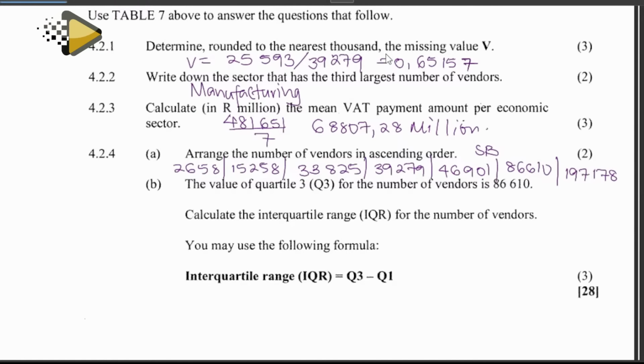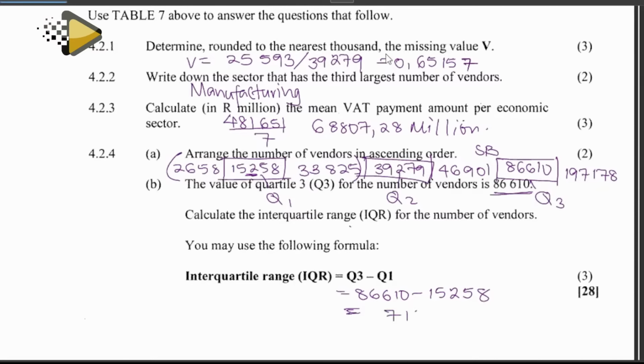Now, the value of Q3 for the number of vendors is that much. Then I say, calculate the interquartile range, IQR, for the number of vendors. Because they are 7, this is the median, our Q2. What is the median on the left? This becomes our Q1. And this is Q3. So we are looking for the interquartile range, which became 71,352.